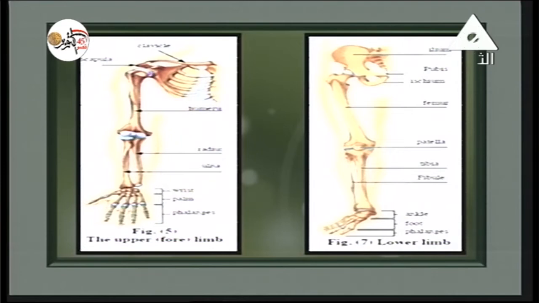Well, after that we have the shank. The shank contains 2 bones. One of them is called tibia and the other is called fibula. Tibia is the inner thick bone, where the lower part of the femur contains 2 processes, 2 projections, for articulation with the tibia to form the knee joint.